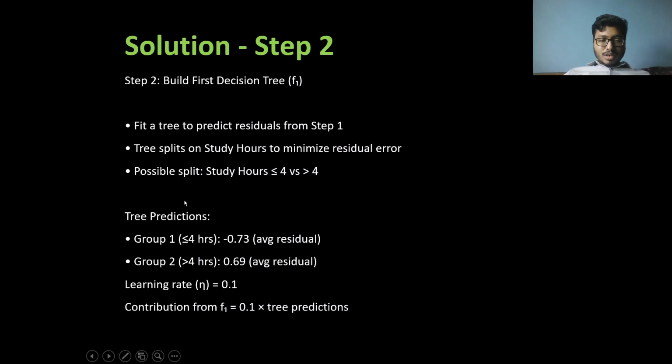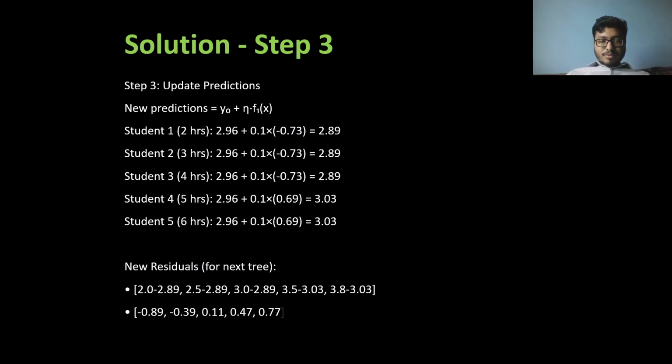After calculating, we split into two groups, for the study hours: less than 4 hours and greater than 4 hours. Here we have the average residuals for each. Let's calculate with the default learning rate, mu equal to 0.1. Let's calculate for the first tree: new prediction equals old prediction plus mu times f1 of x.